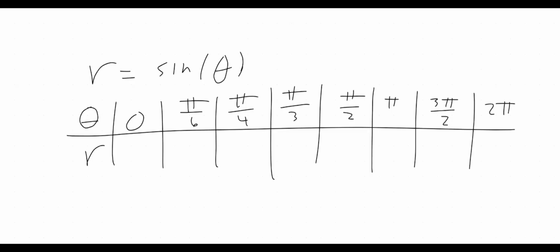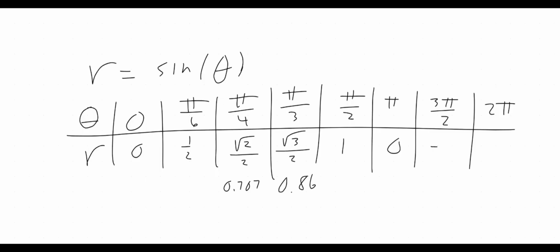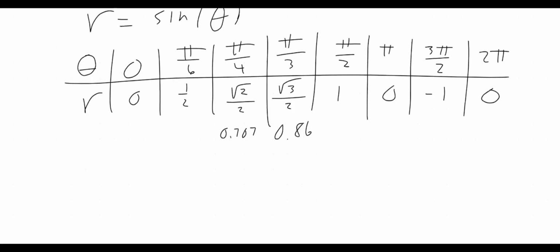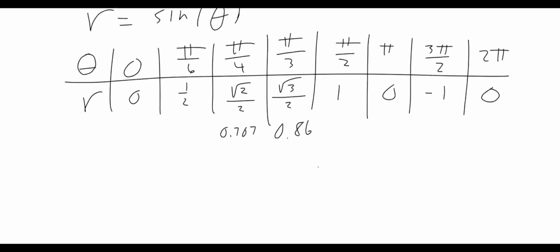All right, so sine of 0 is 0. Sine of pi over 6 is 1/2, of pi over 4 is square root of 2 over 2, which is roughly about 0.71 or 0.707. Then sine of pi over 3 is square root of 3 over 2, which is about 0.86. Then 1, we're back to 0, -1, and 0. All right, so let's get these numbers and let's start drawing.